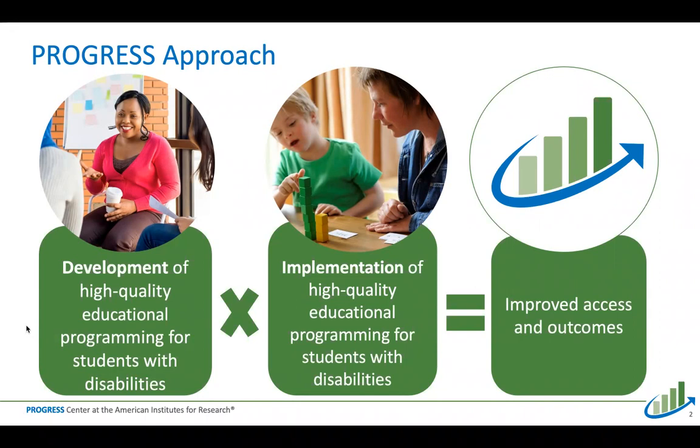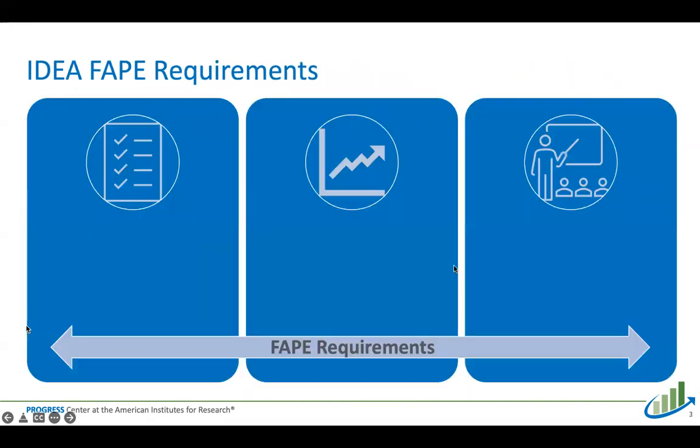So you might see here we have that multiplication sign in our formula, and that's really intentional, right? How many of you have seen a really great IEP or educational program developed for a student that's never fully implemented? Or maybe you had to implement something that was not well developed. If either of those two is missing, we won't see the improved access and outcomes or ultimately progress, right? So anything multiplied by 0 is 0.